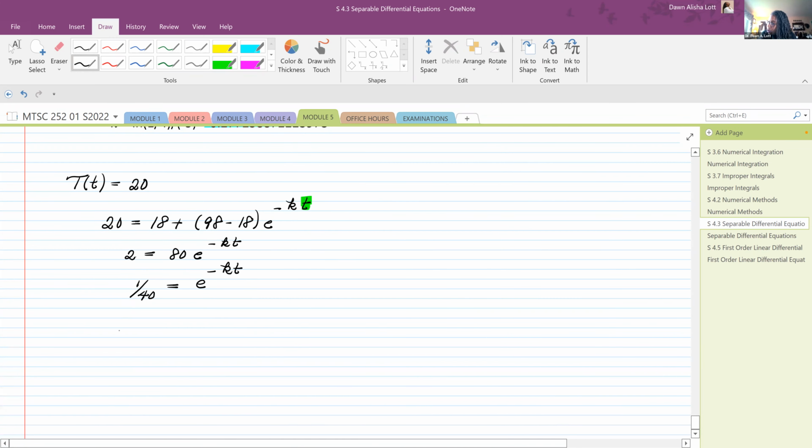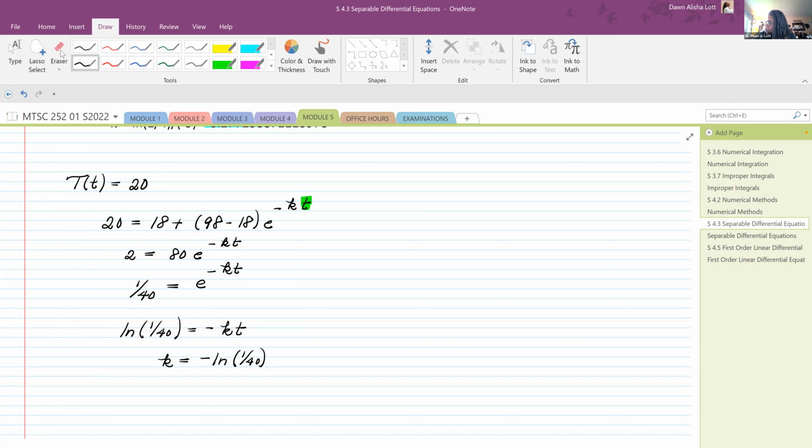So the log of 1 over 40 is equal to negative kt. So therefore K is going to equal negative natural log of 1 over 40 divided by, oh, we're trying to solve for T, not K. We already know K. Trying to solve for T, all over K.